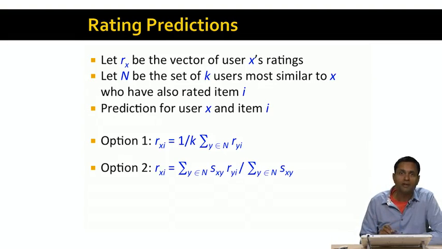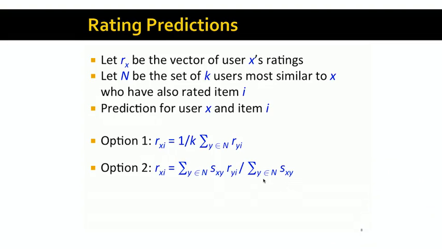Option 2 is a weighted average. We look at the neighborhood N, and for each user y in the neighborhood N, we weight y's rating for item I by the similarity of x and y, and then we normalize by taking the sum of the similarities. That gives us a rating estimate for user X and item I. Notice here that I've used a shorthand: Sxy is just the similarity of user X and user Y.